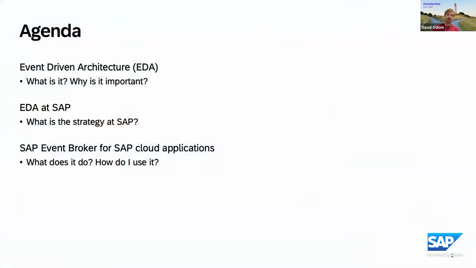So first, just a little bit of the agenda today. It's just a 30-minute quick session. So we'll briefly touch on event-driven architecture. What is it? Why is it important? Then move along to event-driven architecture at SAP, and I'll explain some of the strategy there. And then we'll spend hopefully most of the time on this new SAP Event Broker for SAP Cloud Applications, including explaining what does it do, how do you use it, and I have a demo that I'll show at the end there.